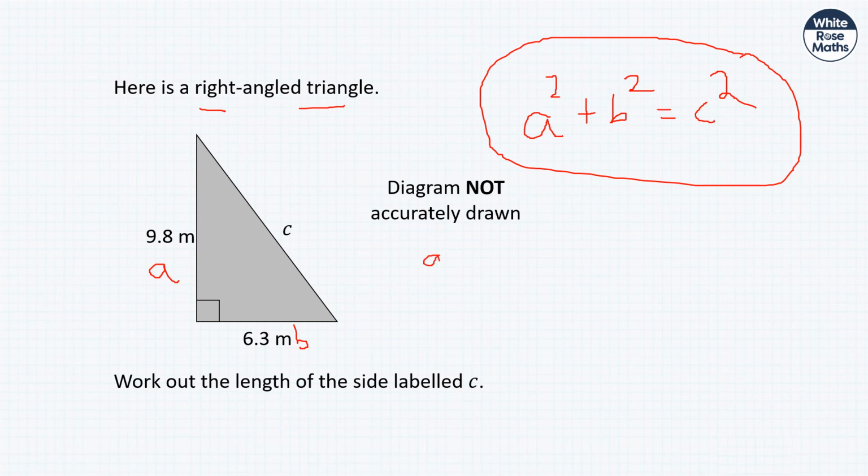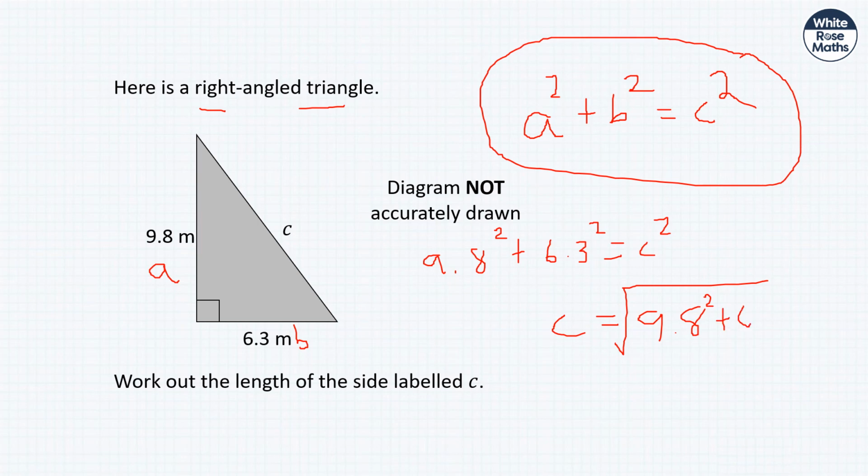So I'm going to have 9.8 squared plus 6.3 squared is equal to C squared. Therefore C is going to equal the square root of 9.8 squared plus 6.3 squared. I'm going to bring that into my calculator, and when I do that, I get C is equal to 11.7 to 1 decimal place, centimeters. So that's my answer for this question here.